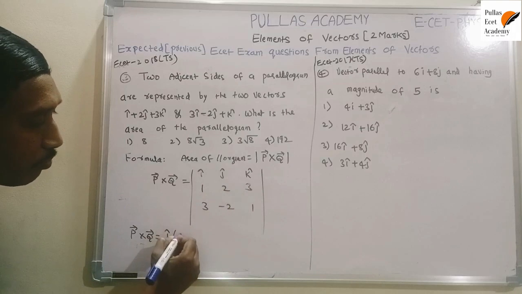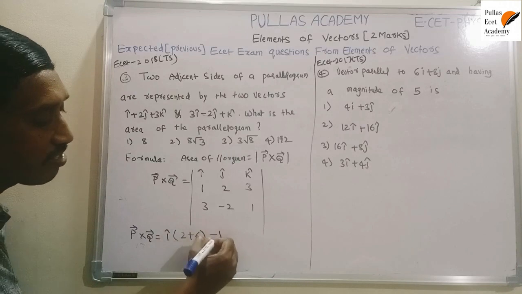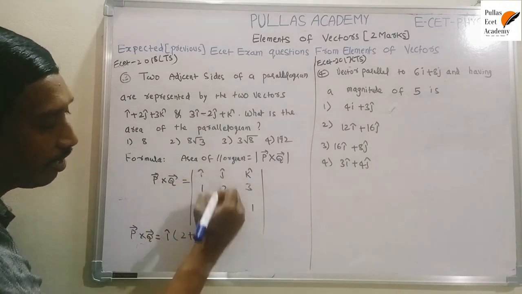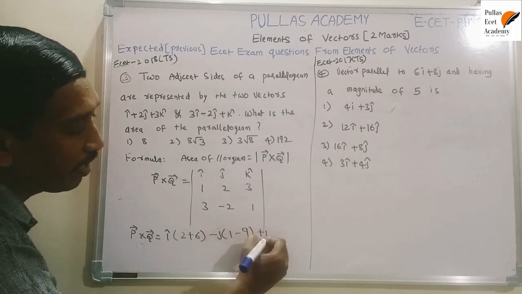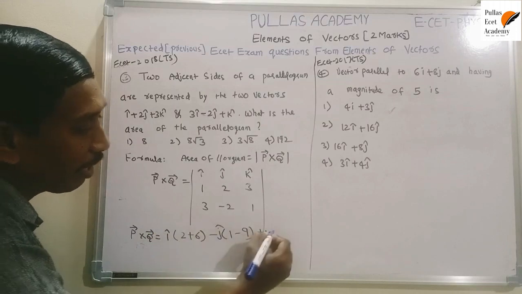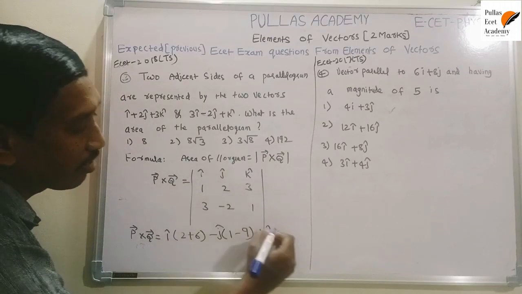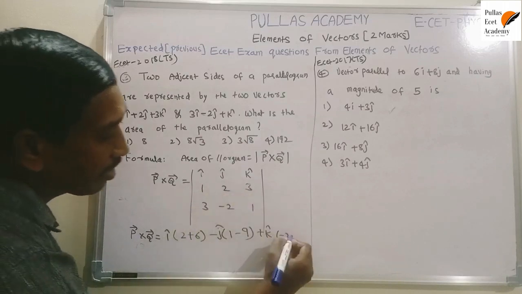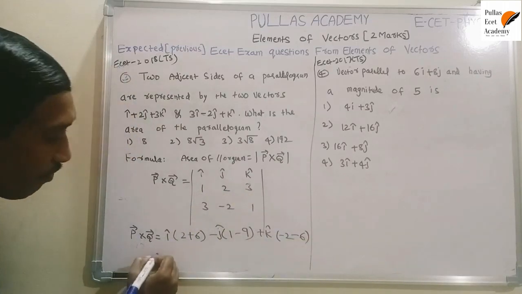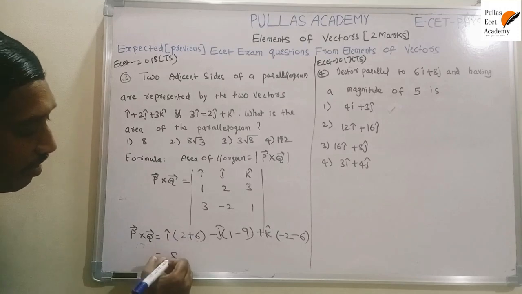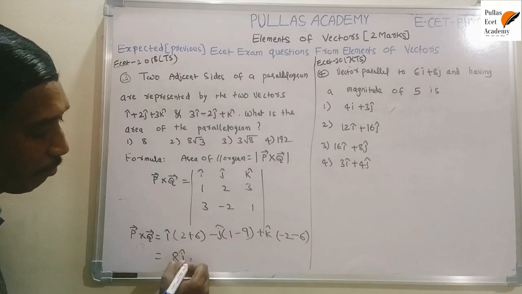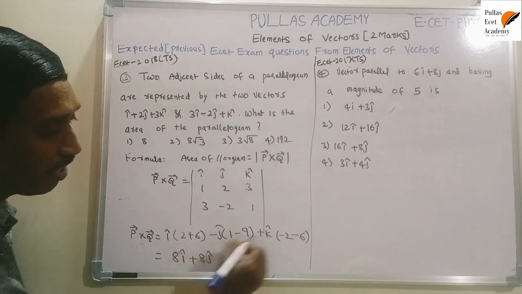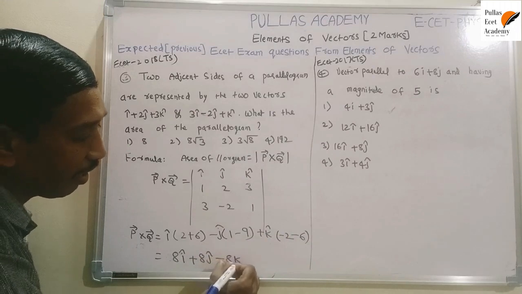Ad means 2 into 1, 2. Next minus 3 twos are 6, plus 6. Then minus j into, removing this, 1 into 1, 1 minus 3 threes are 9. Next plus k cap into, what is the formula here? Minus 2 into 1, then minus 3 twos are 6. Now if you simplify, 2 plus 6 is 8, so 8 into i cap. Next minus, minus into minus gives plus, 8 j cap. Next here, this is also minus 8 k cap.